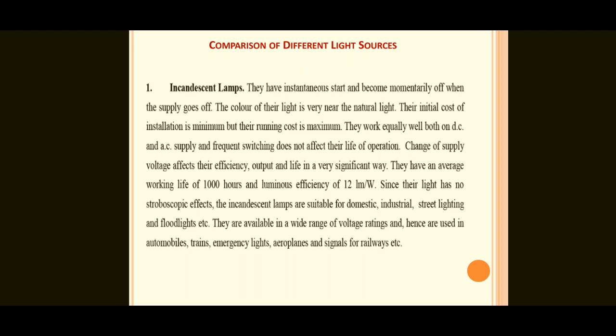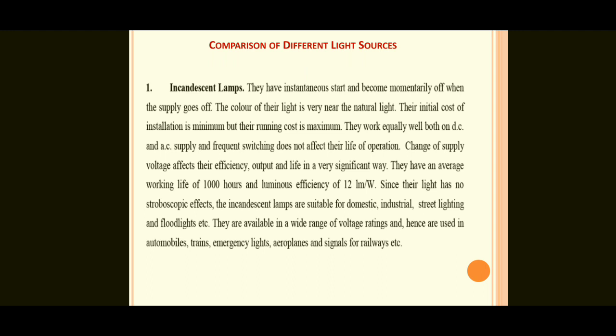But this is reversed in the case of LED bulb. The LED bulb, the initial cost is very high but running cost is low. But in the case of incandescent lamps, the initial cost is low but the running cost is very high. So these lamps can work on both AC and DC supply.